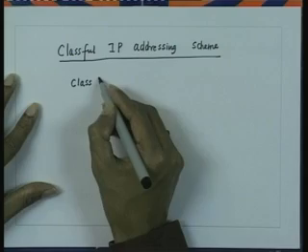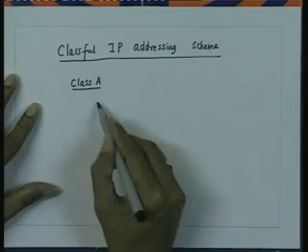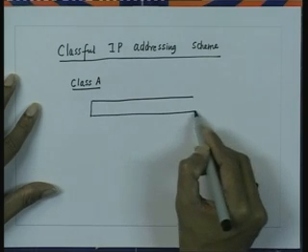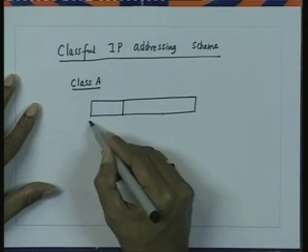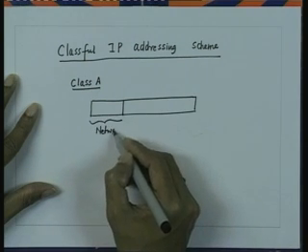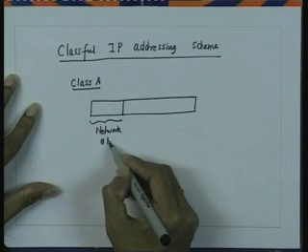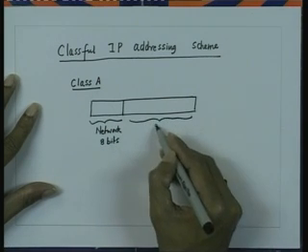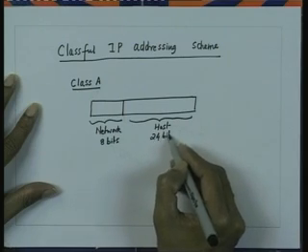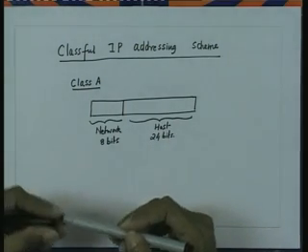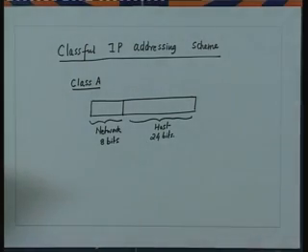Earlier, it was decided that we can have a class A IP addressing scheme where 8 bits denote the network number and 24 bits denote the host number. Now, if 8 bits are used to denote the network number, then the possible number of networks which can be there in the internet world can only be limited to 256.